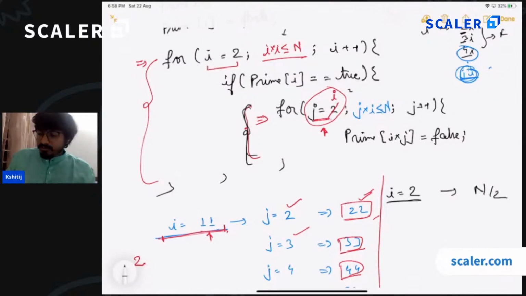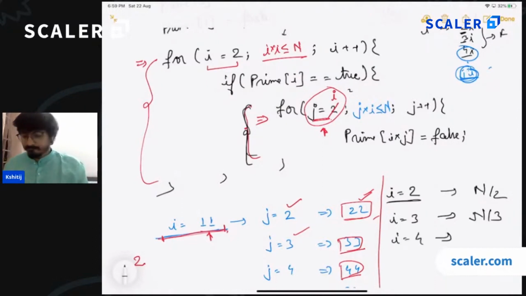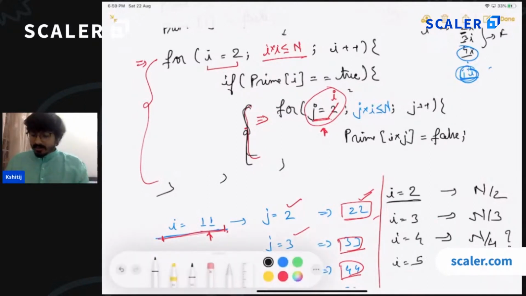For i equals 3, how many times is the inner loop going to run? The inner loop is going to run for n by 3 times. For i equals 4, how many times is the inner loop going to run? Is it going to run for n by 4 times? For i equals 4.